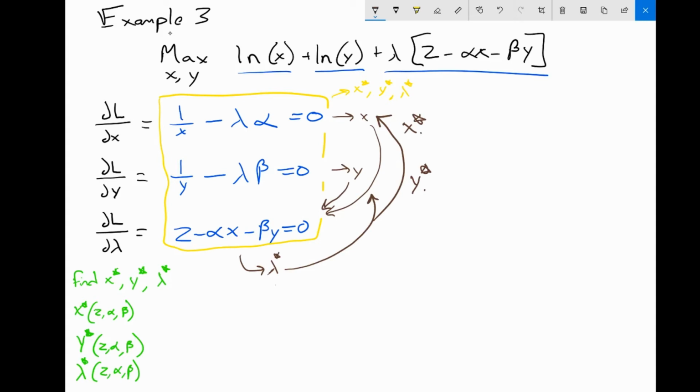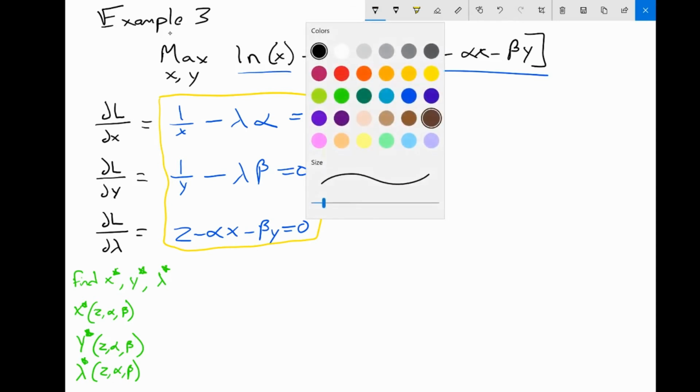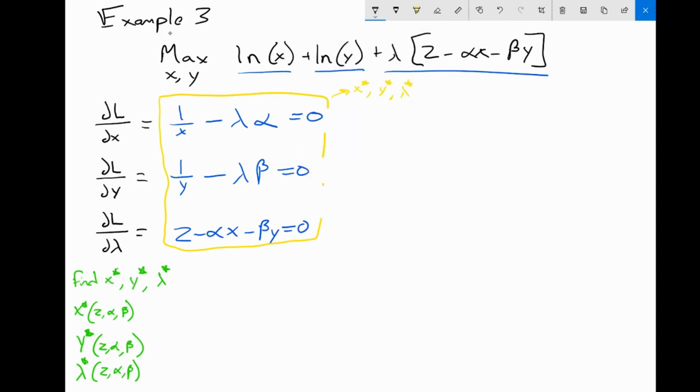All right. Now, with our playbook in place, let's go ahead and do it. Like I said, this isn't easy, so we need to do these examples and get a feel for it, and it'll probably take some practice. So strategy, I'm going to solve this for x. 1 over x equals lambda times alpha. Multiply both sides by x, we'll get 1 equals lambda alpha x. Divide both sides by lambda alpha, and we get x equals 1 over lambda alpha.